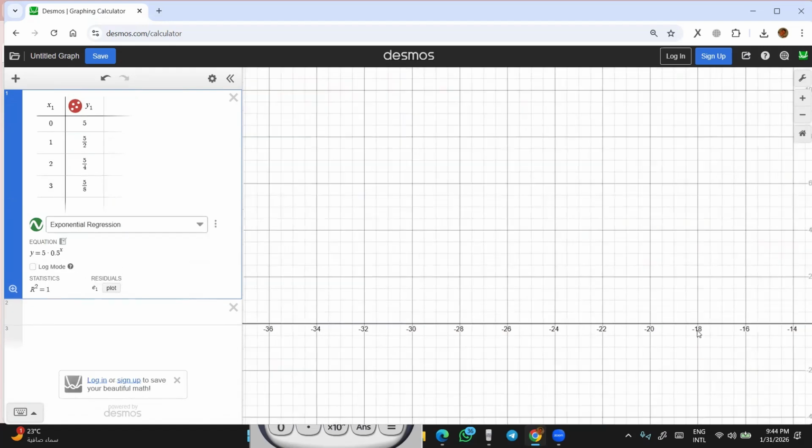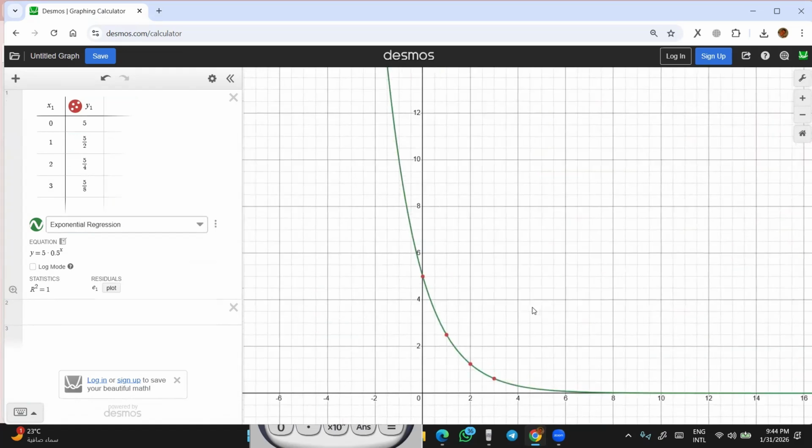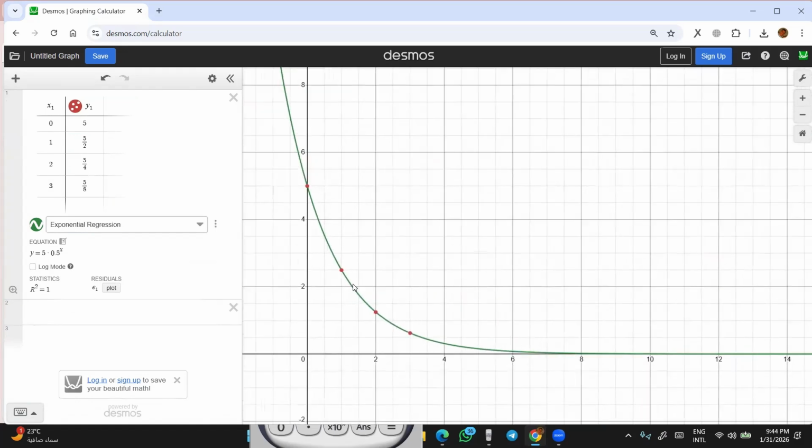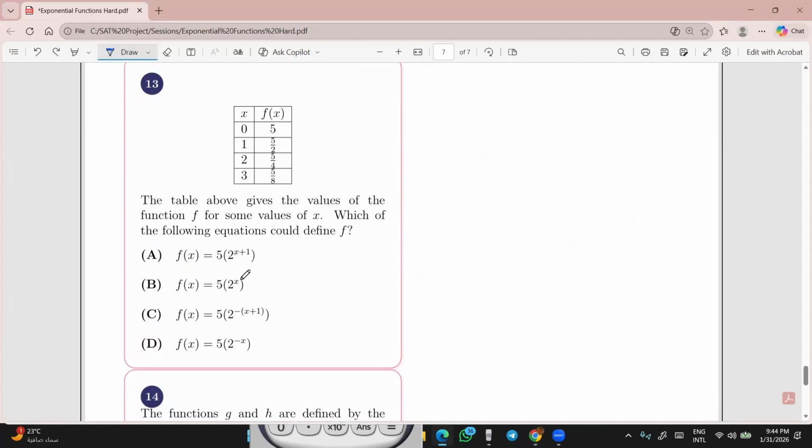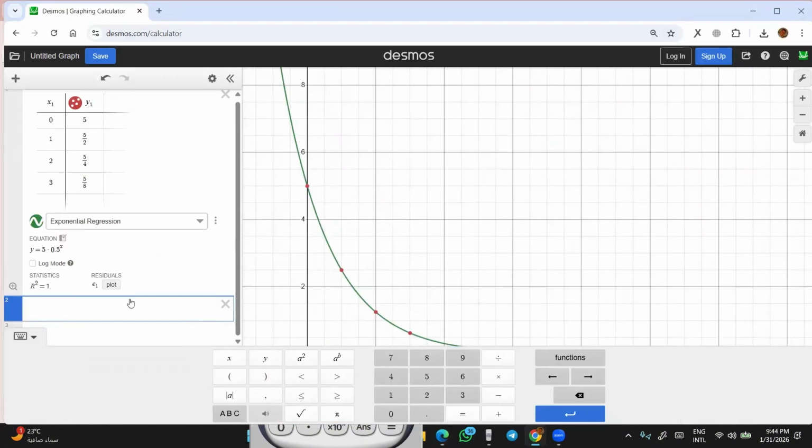x. I think it's already graphed here. Yeah, you can see the graph, as you can see here. Our graph now is green, okay? Let's draw all of these and see which one is the same as our green one. 5 times 2 to the x plus 1. Let's write it here. 5 into 2 to the power of x plus 1 inside the parentheses, x plus 1.